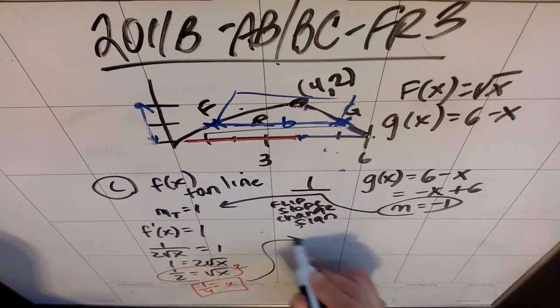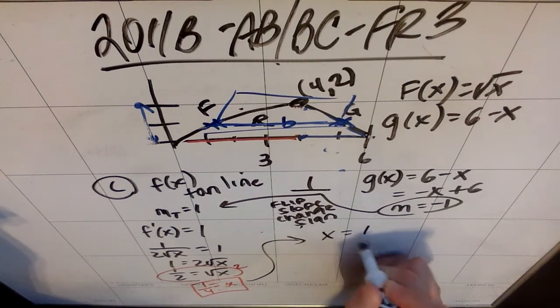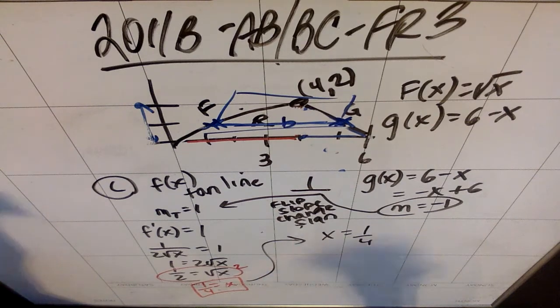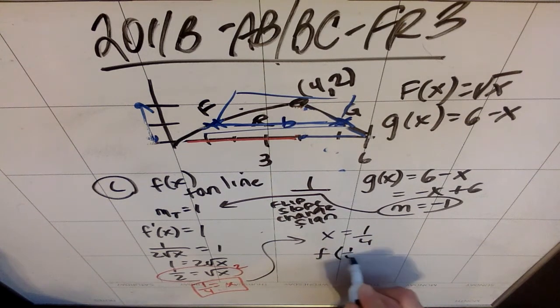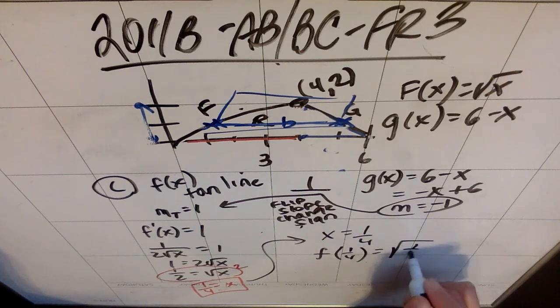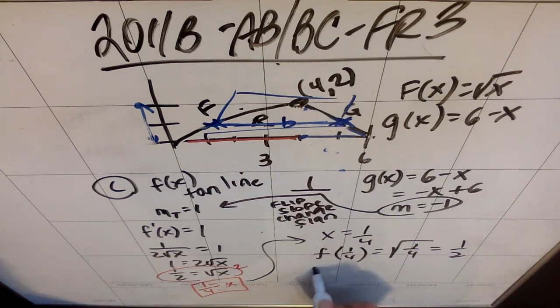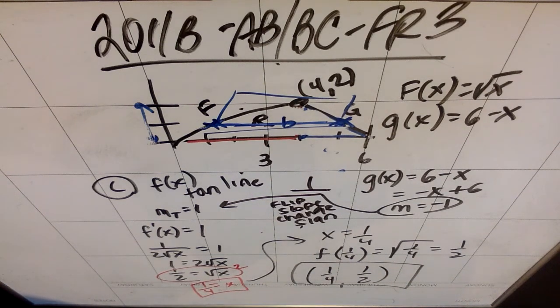So anyway, after all that work, I get that x is 1/4, but then I need the y coordinate because they said point. They said find the coordinates of point P. Well, I need f of 1/4, which would be the square root of 1/4, which is 1/2. So the answer is 1/4, comma 1/2, and man, I'm mad at myself for square rooting to get rid of a square root. That's just ridiculous. Anyway, it happens.